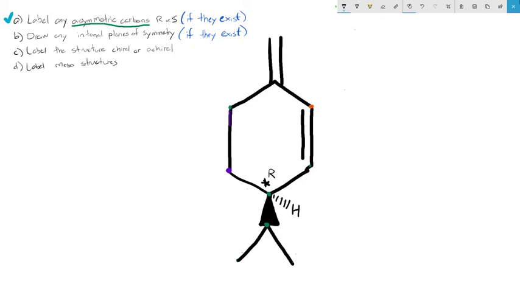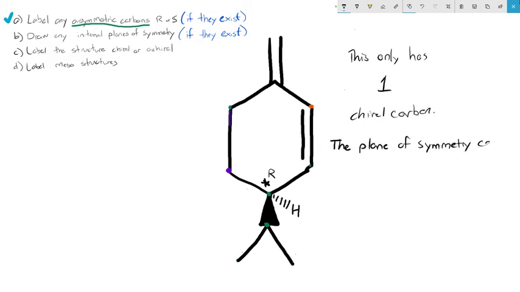Now we need to label any internal planes of symmetry, and the first thing to note is that this only has 1 chiral carbon. So here's a couple of logical statements. The plane of symmetry can go through the chiral carbon, or it cannot. So what we're going to do is suppose that we can draw a plane of symmetry, and then see if that leads to a contradiction or not. We can split that up into 2 cases. The plane of symmetry can cut through the chiral carbon, or it can not cut through the chiral carbon.